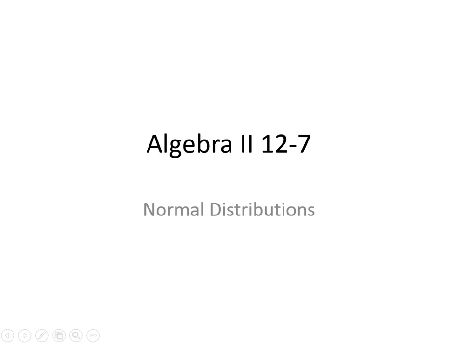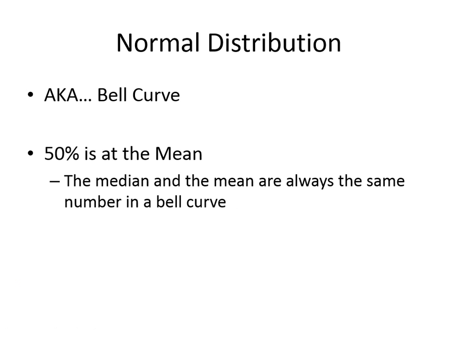All right, so this last part about the statistics and sample gathering that we're going over in this chapter is about the normal distribution. The normal distribution is also called the bell curve. So if you've ever heard the term bell curve, what we're talking about is the normal distribution.